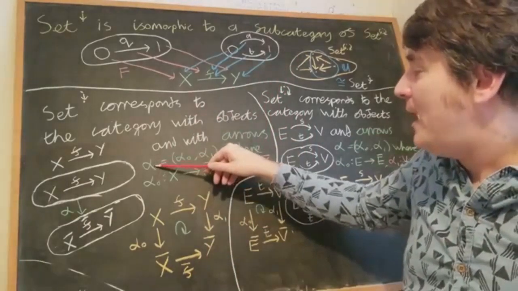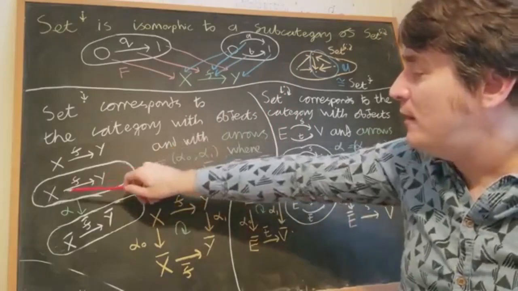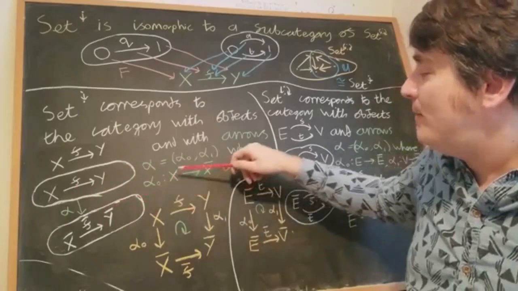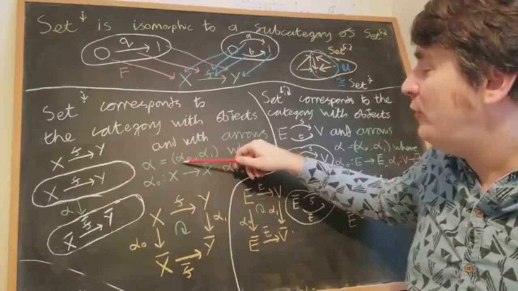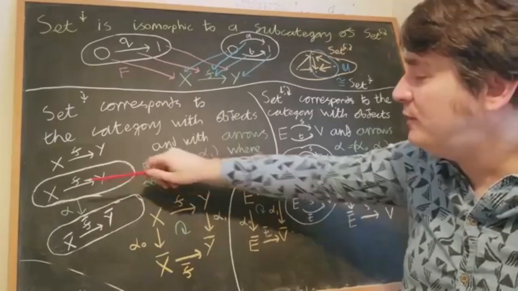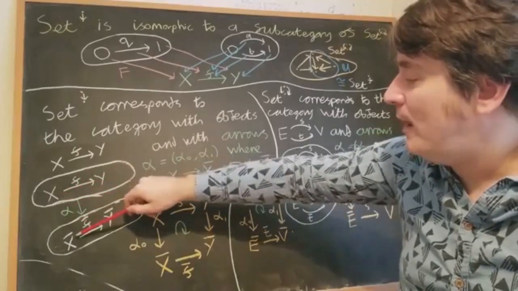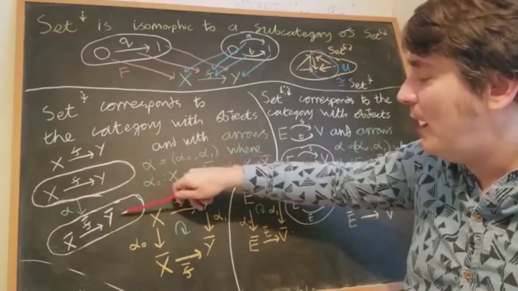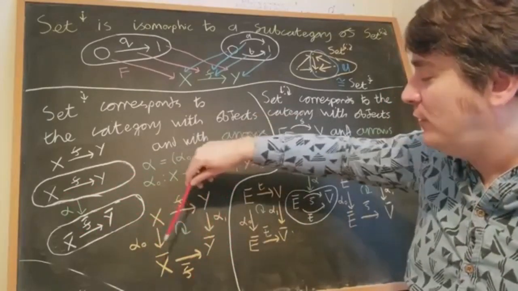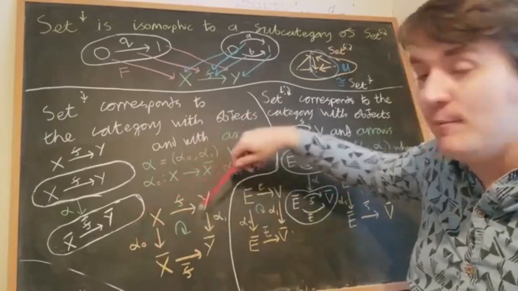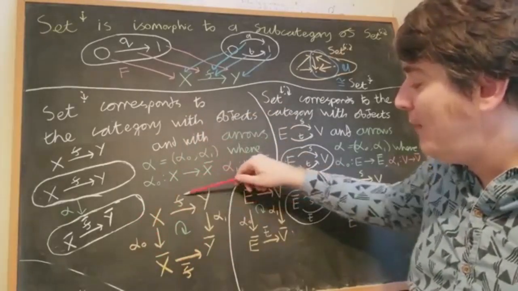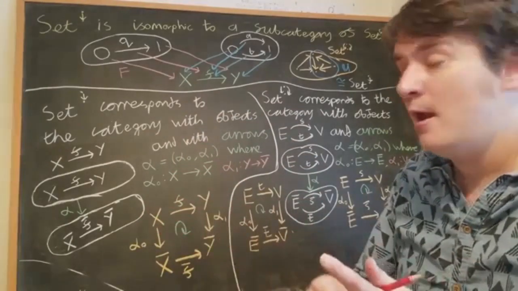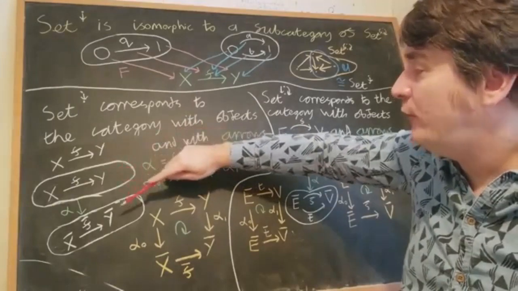So an arrow from this function f to this function f bar consists of these two maps, alpha 0, which sends x to x bar, and alpha 1, which sends y to y bar. And crucially, these have to be such that this diagram commutes. Okay, so alpha 1 after f is f bar after alpha 0. So that's our definition of an arrow from one function to another.